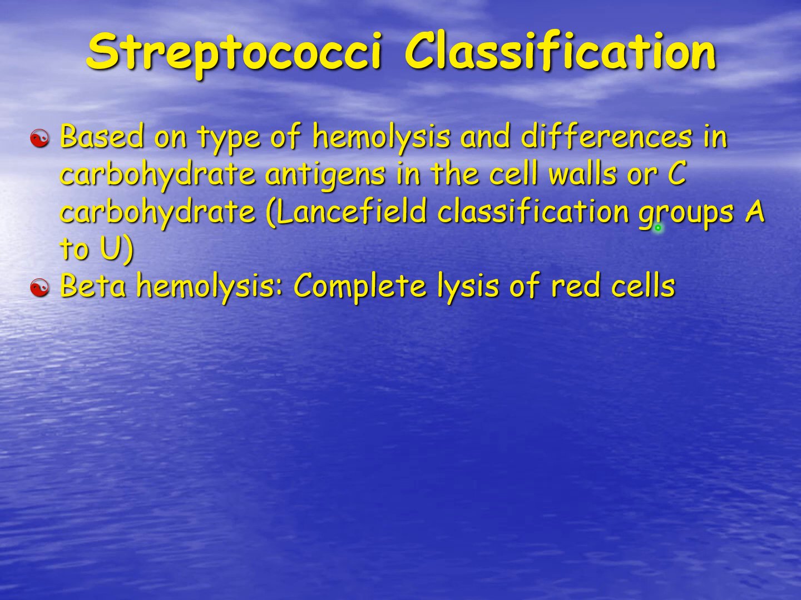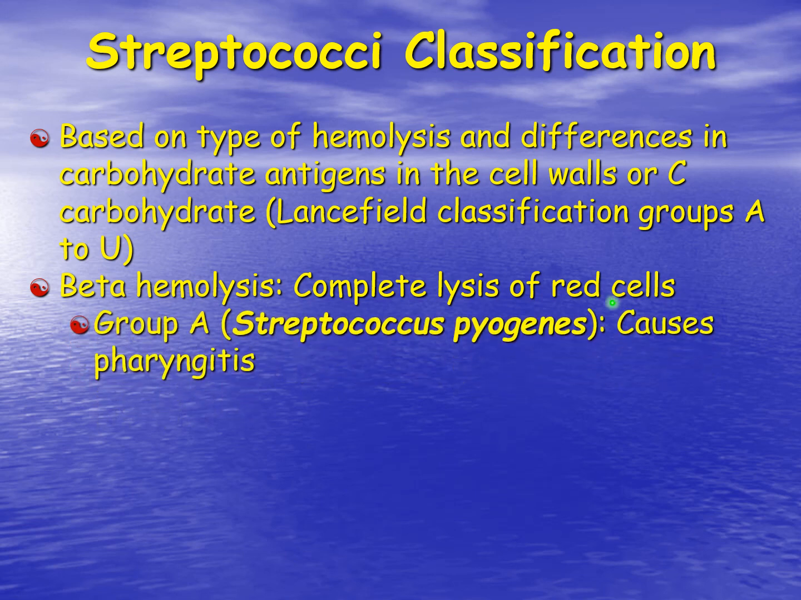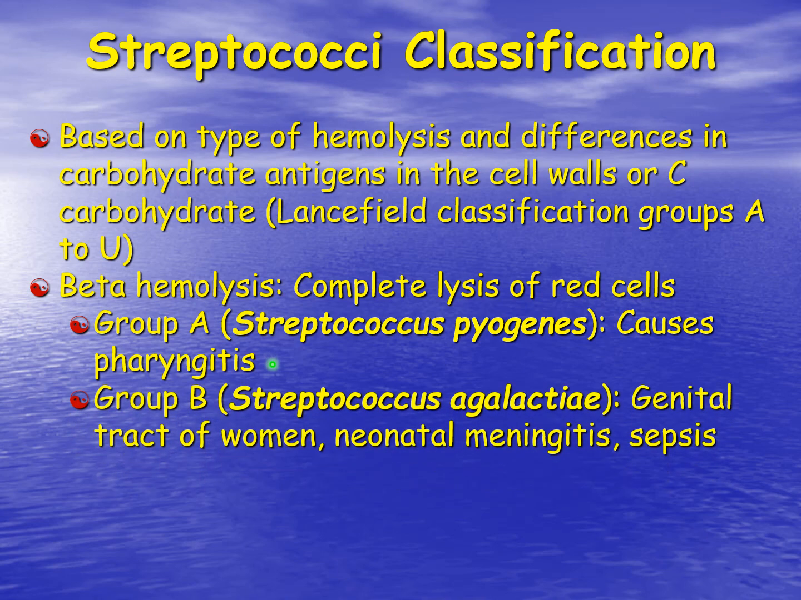Beta hemolysis is simply complete lysis of red blood cells, either in the blood or on a blood agar plate. The group A beta hemolytic strep, which primarily includes Streptococcus pyogenes, is the group that causes, again, strep throat or pharyngitis. Whereas group B, Streptococcus agalactiae, causes streptococcal infections in the genital region, causes neonatal meningitis, and can even result in sepsis throughout the body.